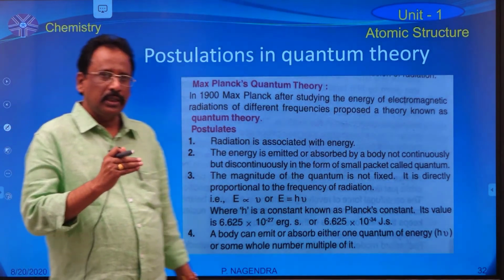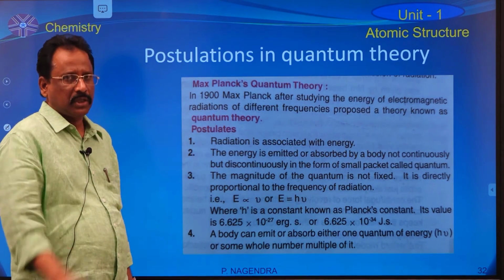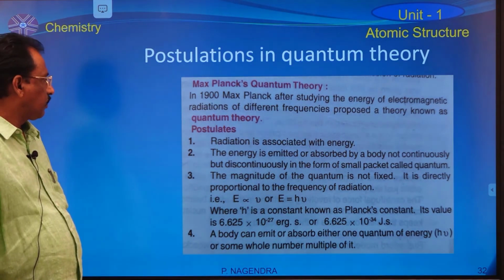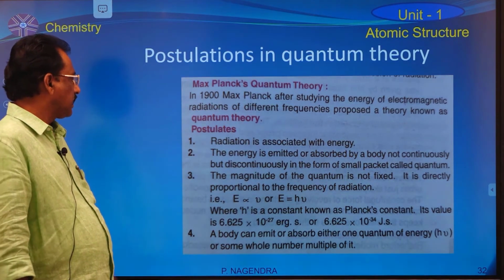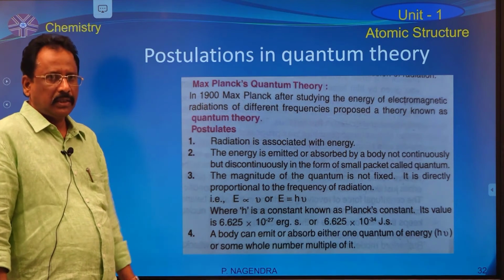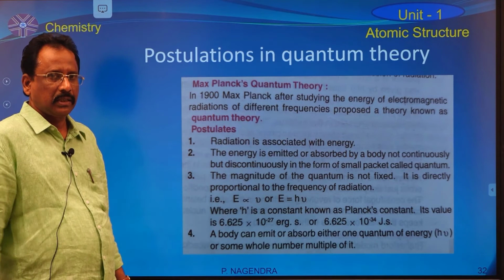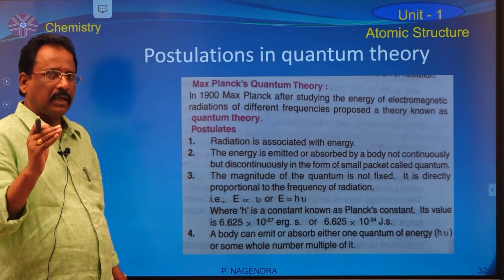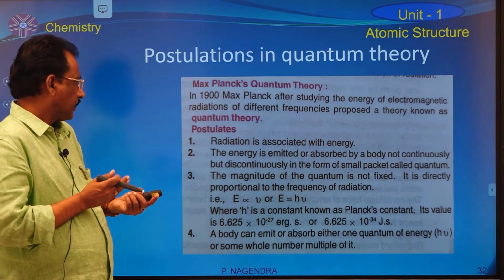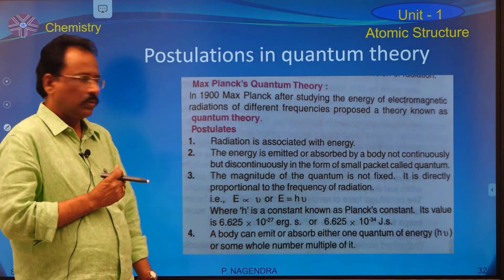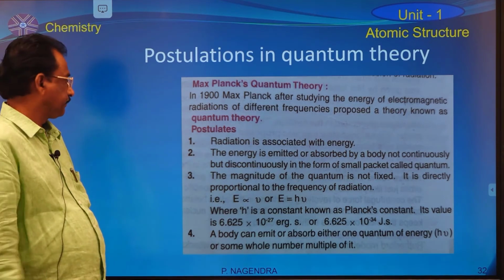So based on this origin, Max Planck proposed 4 assumptions. The first assumption is that light is a form of energy. It is already known to you. White light is composed of 7 different colors. Each and every color of the light has some amount of energy. So it is already known to you that radiation is associated with some amount of energy.